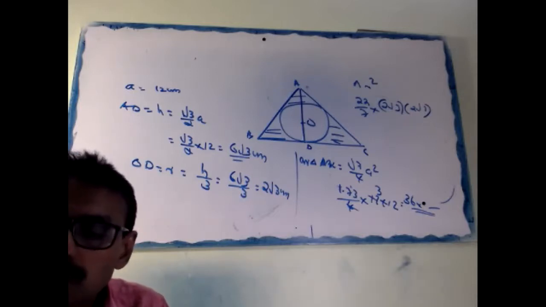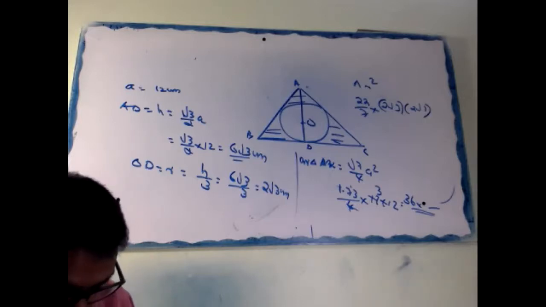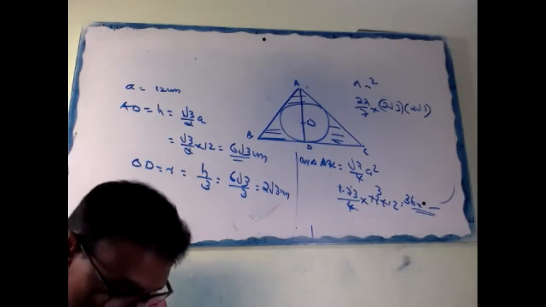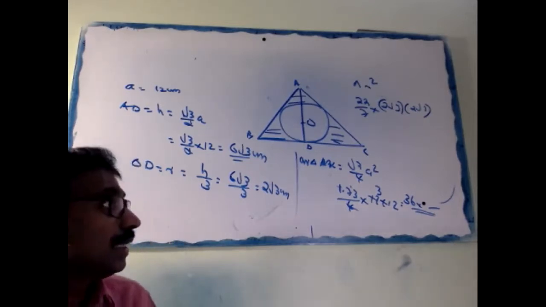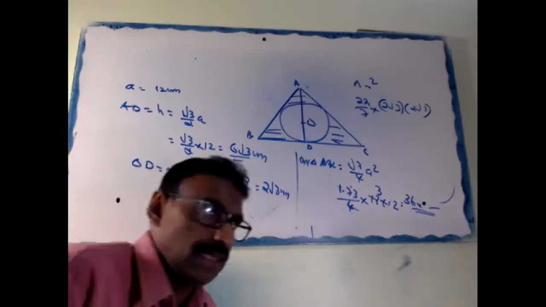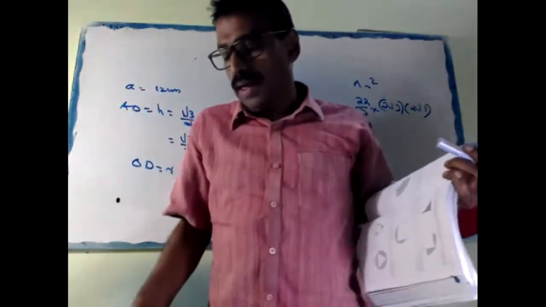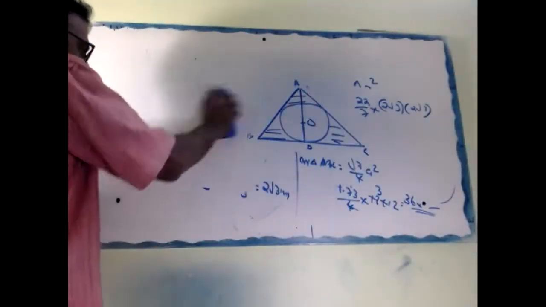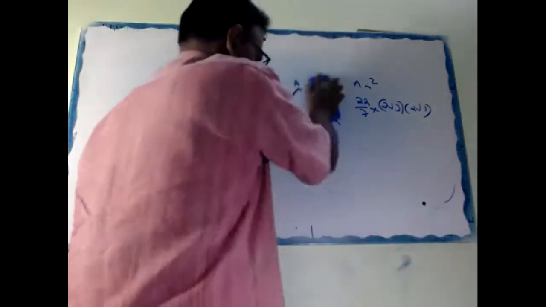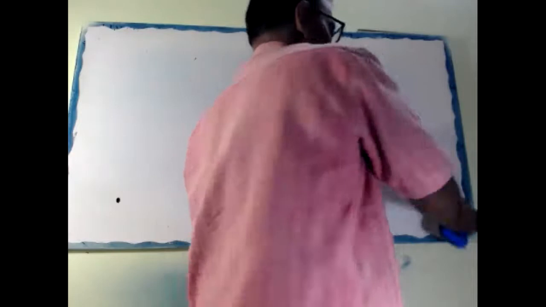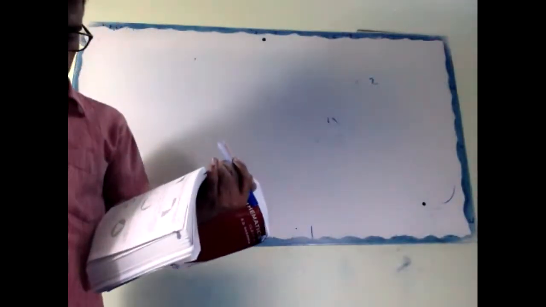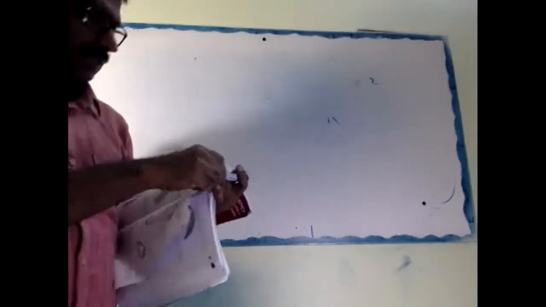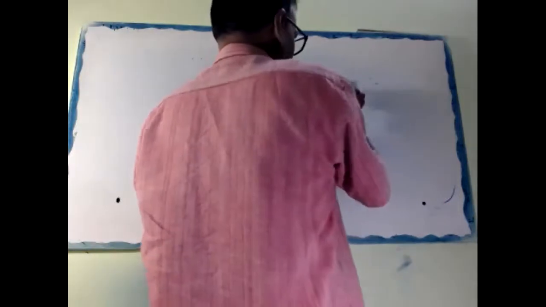Okay, so next question, finish or not? Right. In figure, next question, are you okay now? In figure, an equilateral triangle ABC has side 6 centimeter.